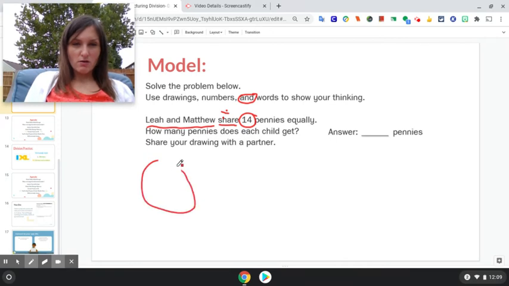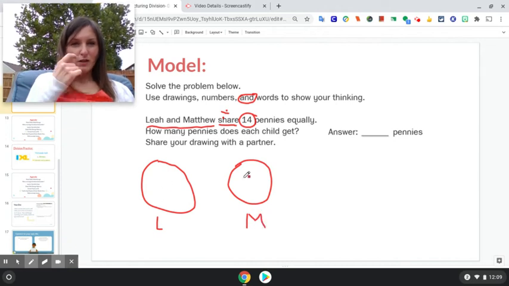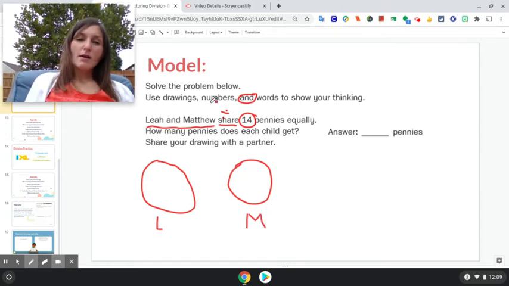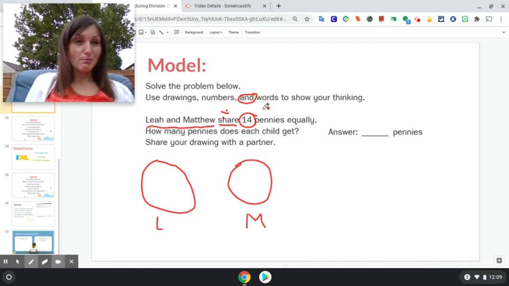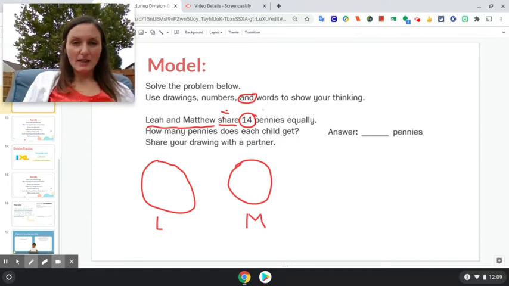This is going to be one student, and this is going to be the other. I'm going to write that this is Leah and this is going to be Matthew. So I'm labeling these circles. So far I'm using my picture here. If you could write out Leah and write out Matthew, that would probably be better for the words. So now I'm going to go ahead and continue.